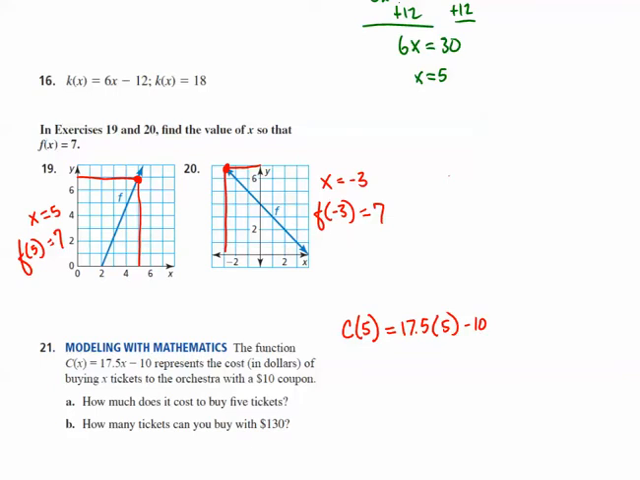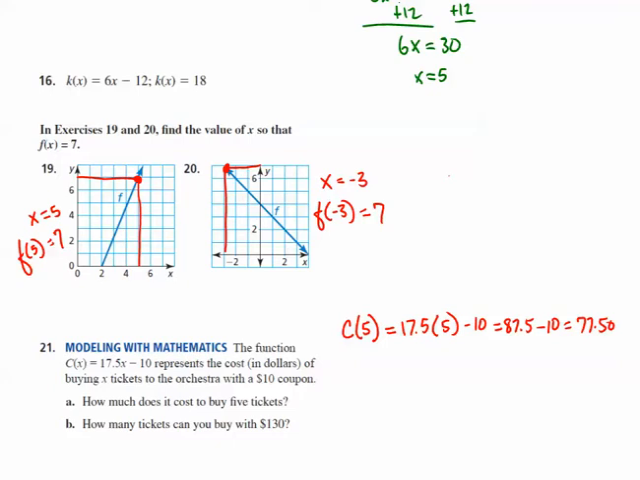So 17.5 times 5, and that is 87.5. Then minus 10 is 77.5, or $77.50. So again, that's just like what we were doing above. That was asking the question, what is y when x is 5? Now with part B, we're going to reverse that. We're going to say, what is x when y is 130?